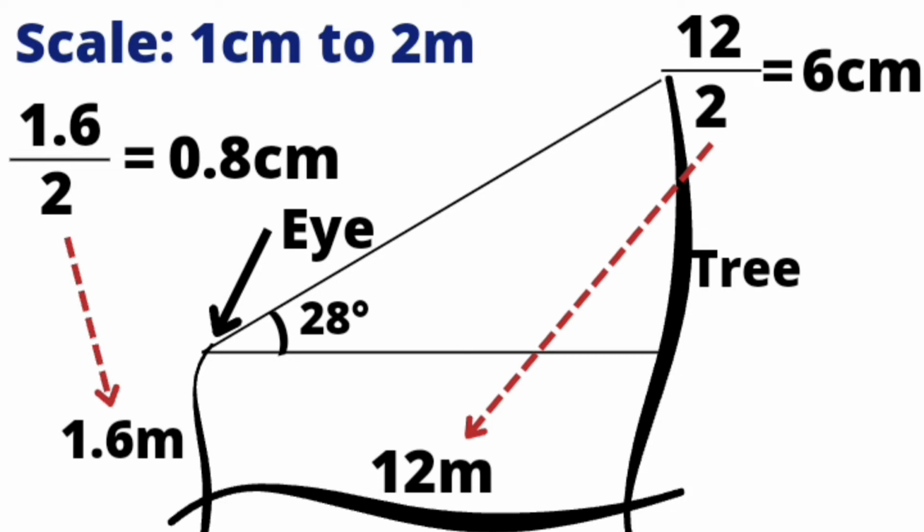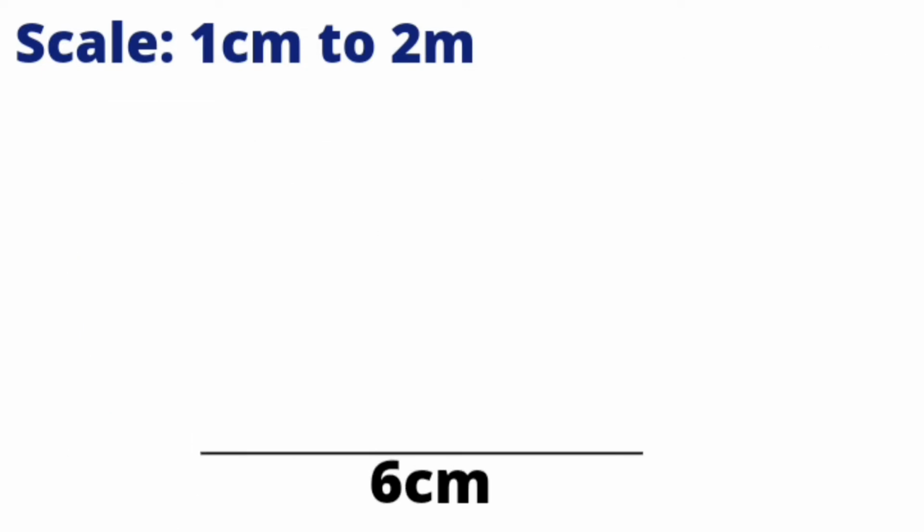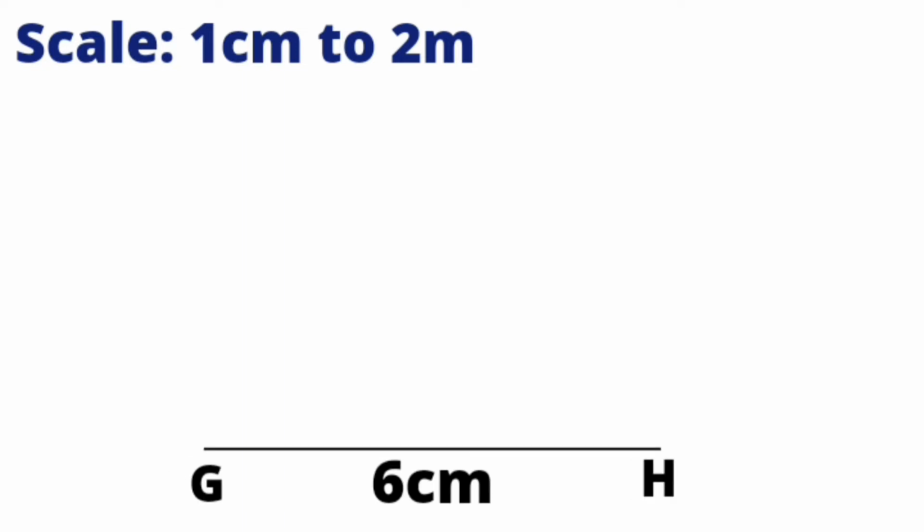So take your meter rule and let's draw this line. Note that instead of 12 meters, we will now use 6 cm. Have you made that line? Okay, this is your line of 6 cm. Let's call this line segment GH.